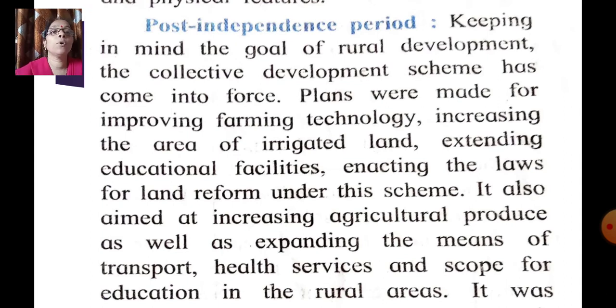Now let's have a look at the post-independence period. Keeping in mind the goal of rural development, the Community Development Scheme came into force, and plans were made for improving farming technology and increasing the area of irrigated land, extending educational facilities, and enacting laws for land reform under this scheme. So various schemes were implemented wherein irrigation facilities and land could be provided, educational facilities were provided, and farming technology could be improved so that there is more production.